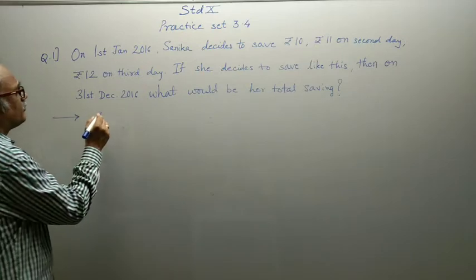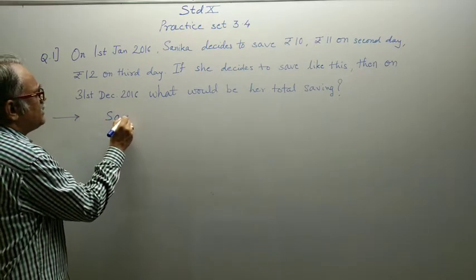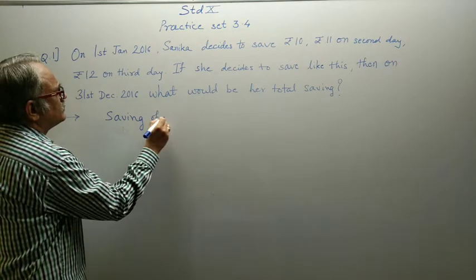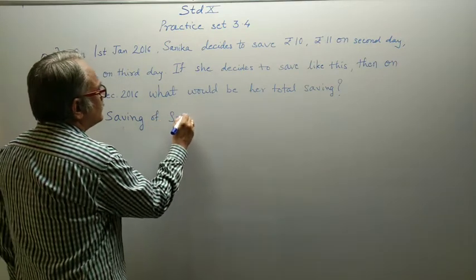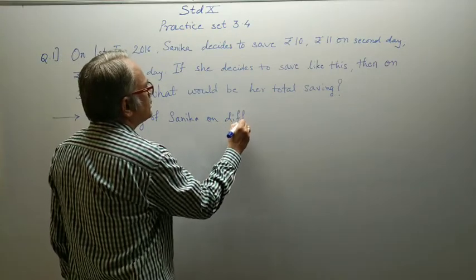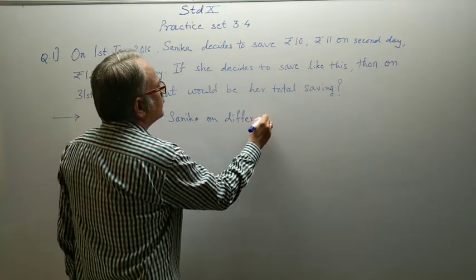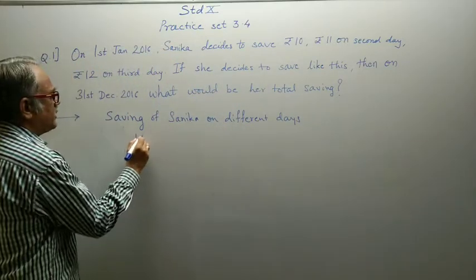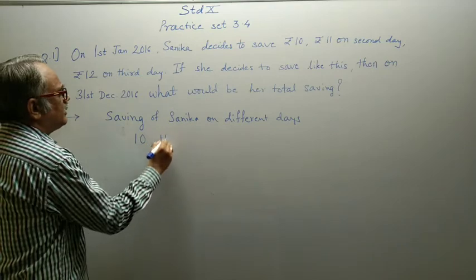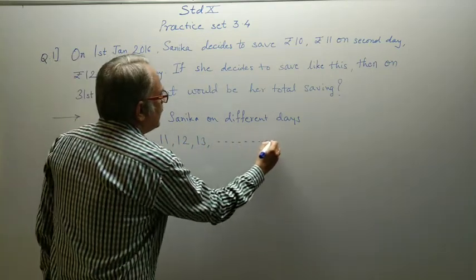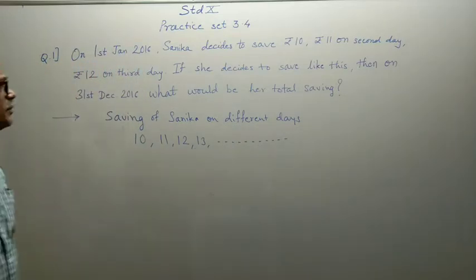First I will write savings of Sanika on different dates, right from 1st to 31st December. Ten, 11, 12, 13, 14 and so on. Daily 1 rupee increase.